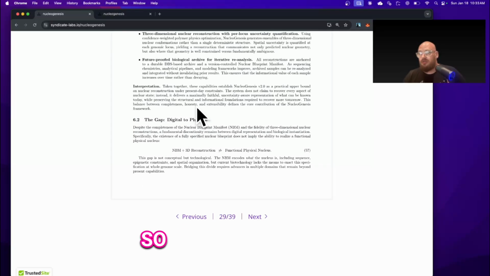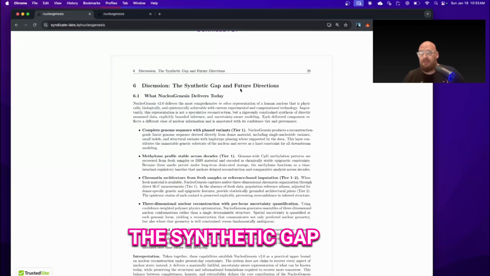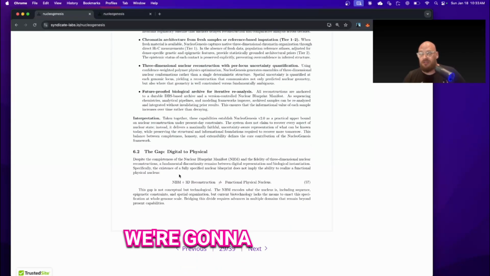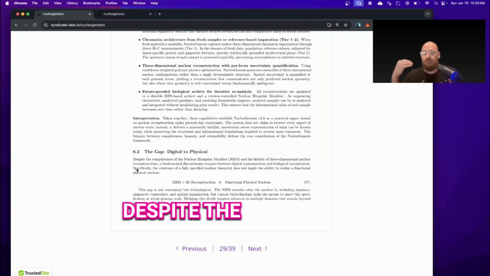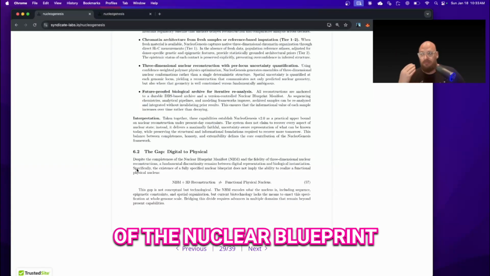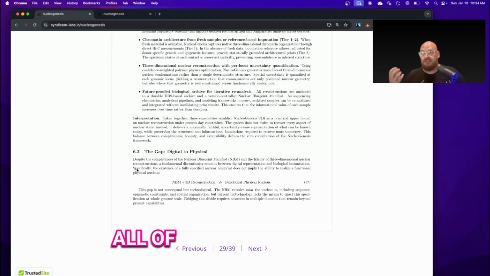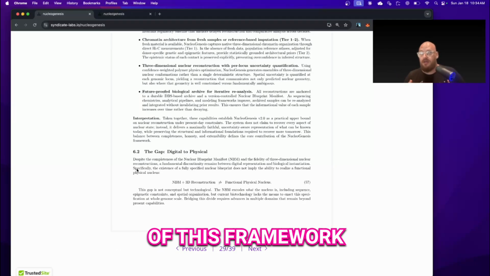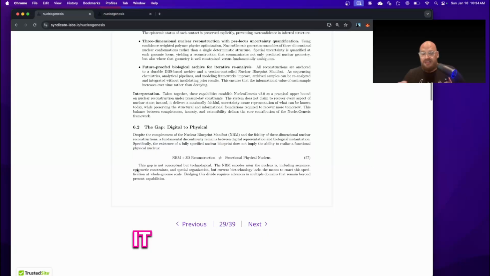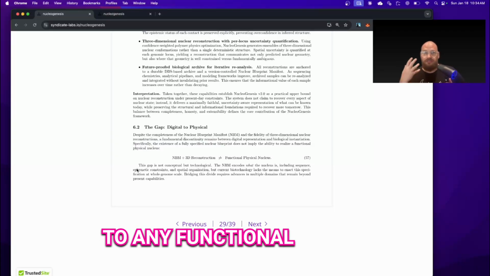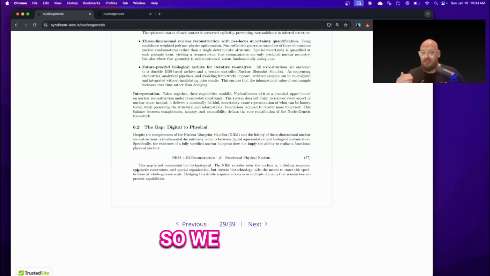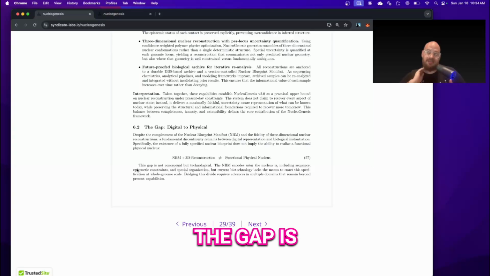Now, so that was the synthetic gap in the future directions. Now we're going to talk about the digital to physical, right? Despite the theoretical completeness of the nuclear blueprint manifest and the 3D nuclear model, and all of these fundamental things that are part of this framework, it does not translate to any functional physical nucleus at this time, right? We've been saying that in all the prior videos. We just know that the gap is there.